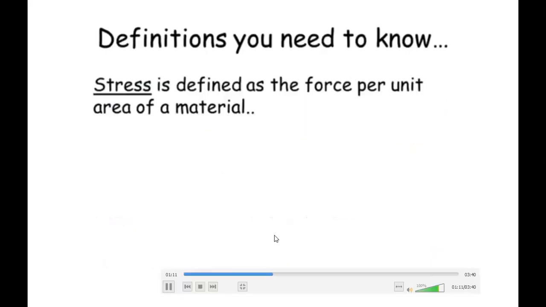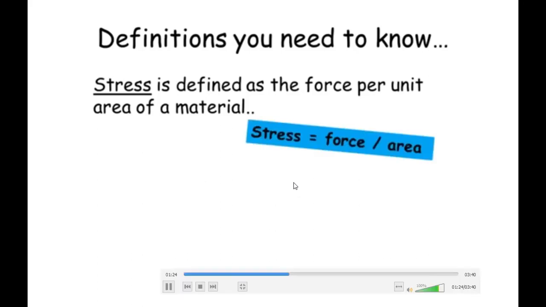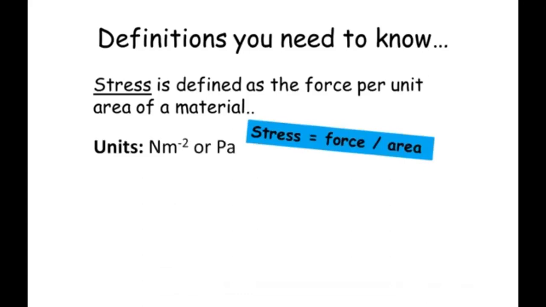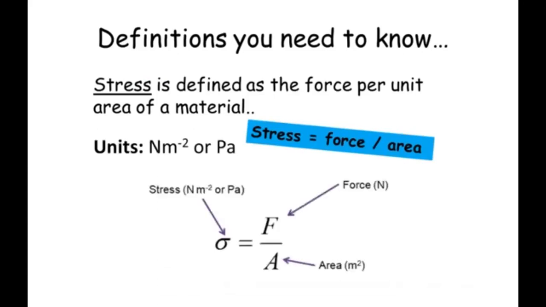Now, before we work out how to calculate Young's modulus, we need to know some definitions. Firstly, stress. Stress is defined as the force per unit area of a material, and it can be calculated by taking stress equals force over area. The units of stress are newtons per meter squared or pascals, which is exactly the same as pressure. The symbol for stress is sigma, and that's equal to the force divided by the area.